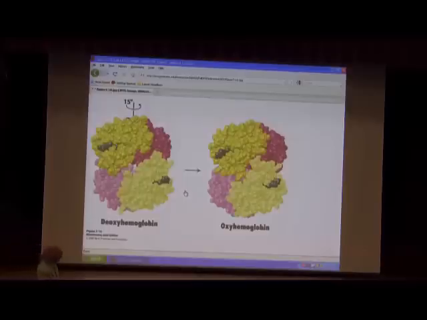2,3-BPG. It has a longer name, which stands for 2,3-bisphosphoglycerate, and we'll say more about it later in the term. But for right now, 2,3-BPG is all we really need to worry about.